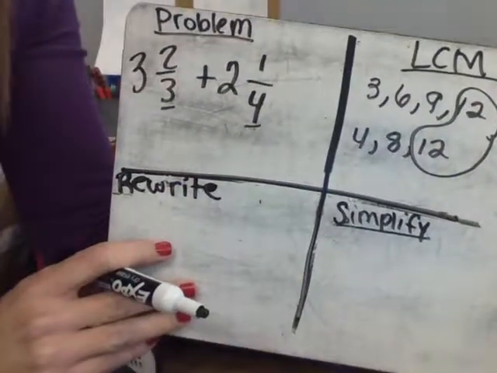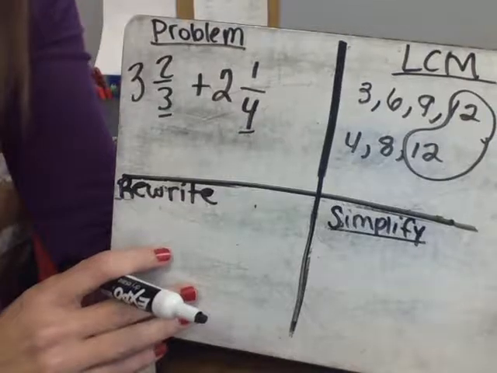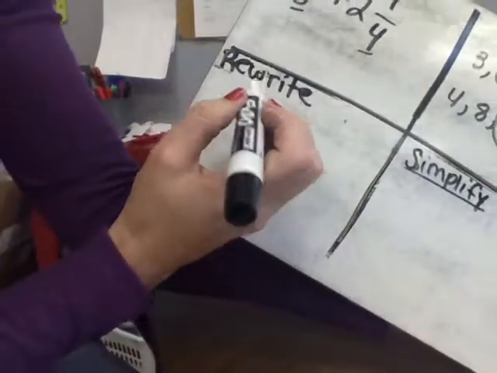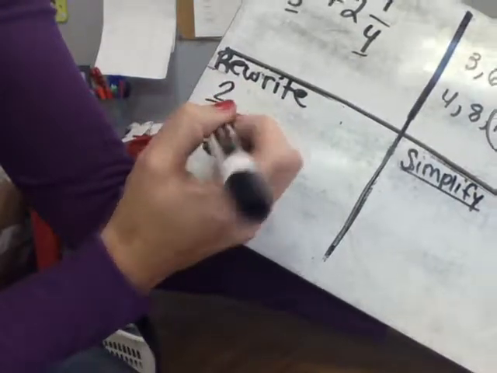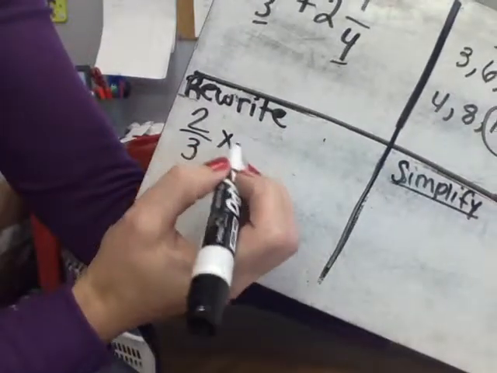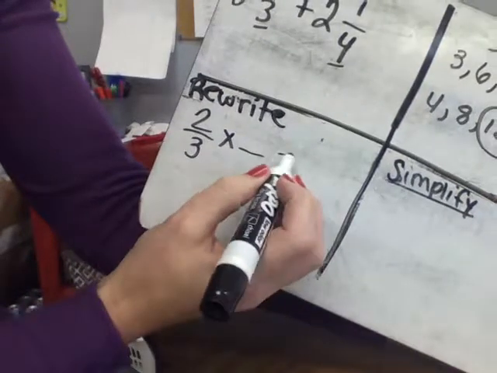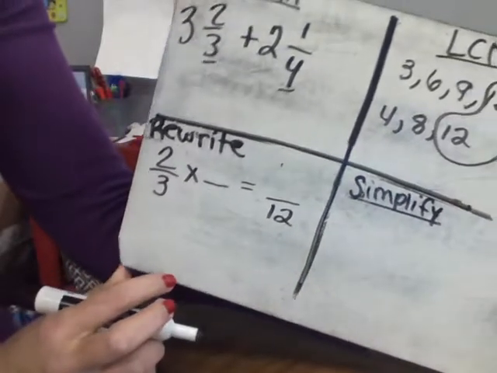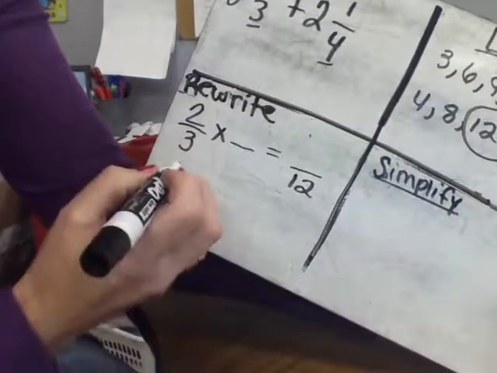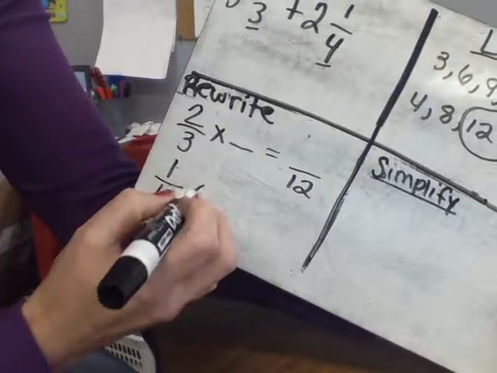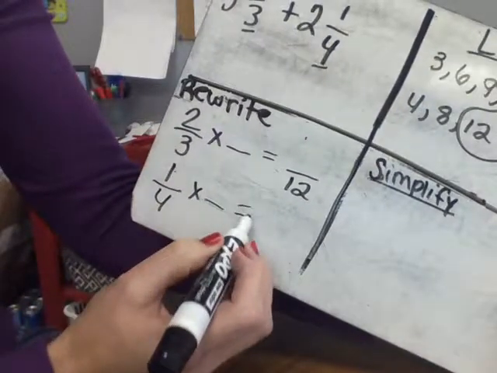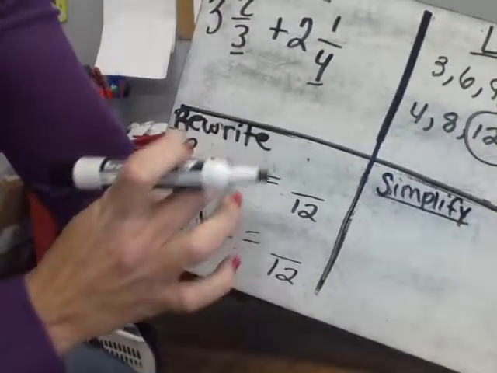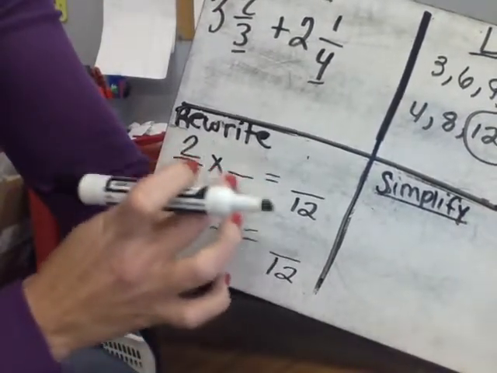In our third square, we rewrite our fractions to make them have a denominator of 12. So we say 2/3 times what fraction equals a denominator of 12. And I set the other fraction up just the same. 1/4 times what fraction equals the denominator of 12. And we're finding the whole fraction that we'll be multiplying by 2/3.